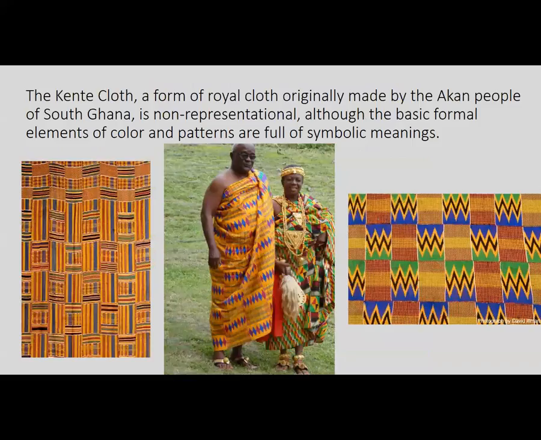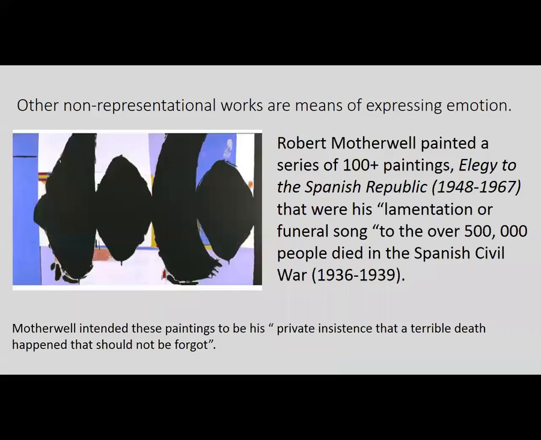So kente cloth is another kind of cloth that's non-representational. So shapes and colors and lines, it's colors and patterns. But in this particular case, all those shapes and lines have symbolic meaning to them, but you're not looking at that going like, oh, here's a picture of a chicken. We don't see anything recognizable in it. Although if you were from that culture, you would know what all that symbolism means.